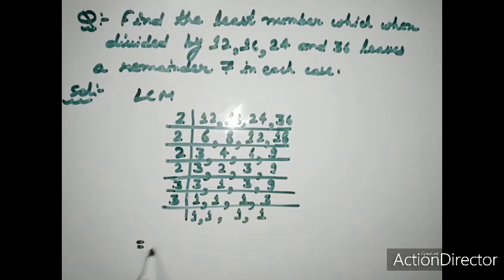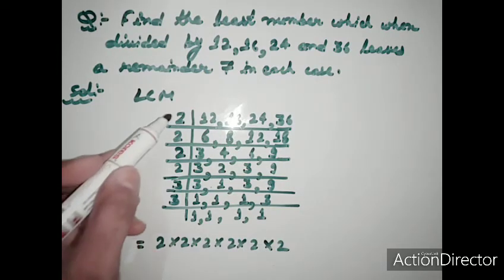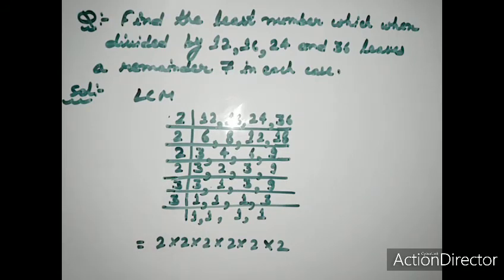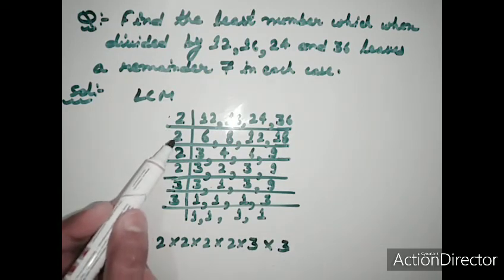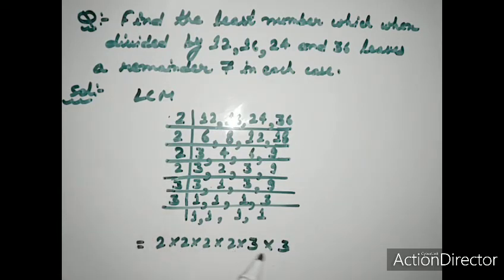Now here we write these all multiples here. 2 multiplied by 2, 2, 2, then 3 and 3, right? 4 times 2 and 2 times 3. Now here we multiply these all numbers here. 2 2s are 4, 2 4s are 8, 2 8s are 16, 16 3s are 48 and 48 3s are 144. Now here we get LCM equal to 144.